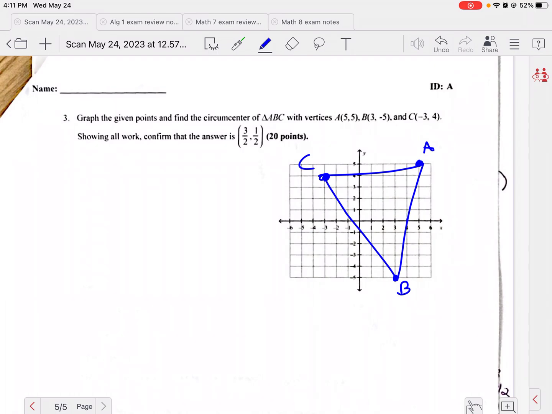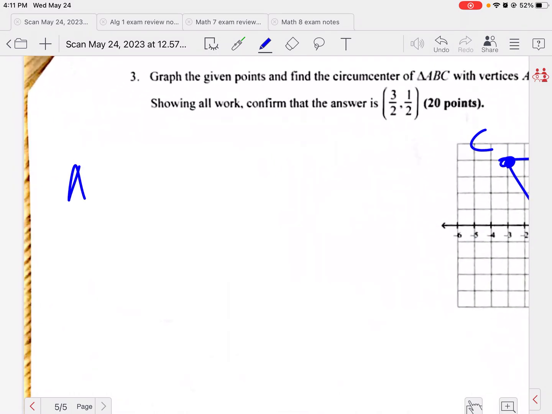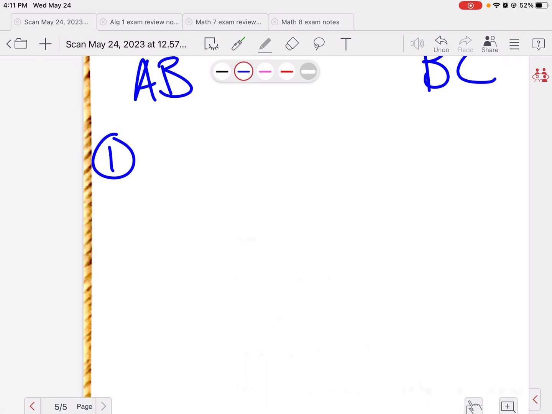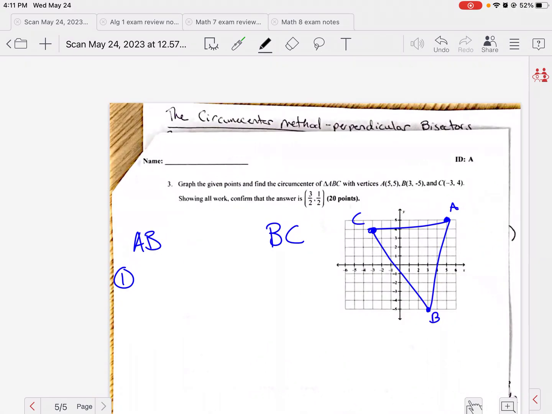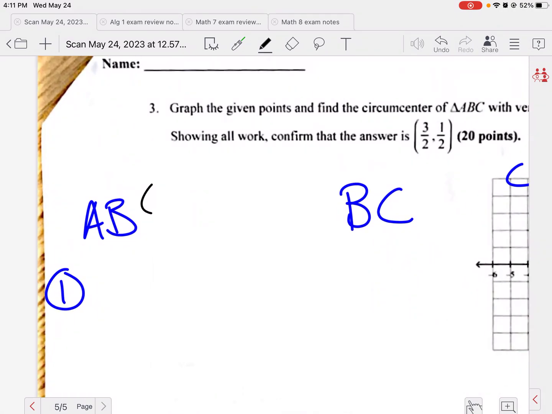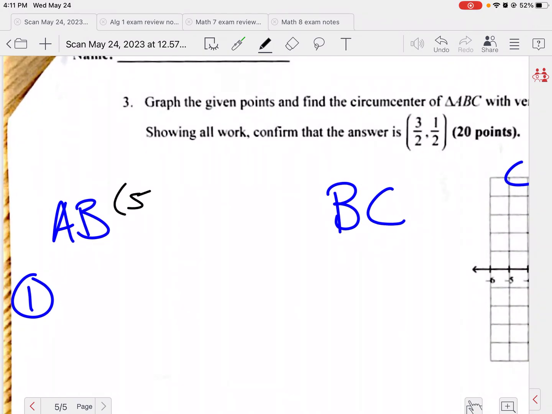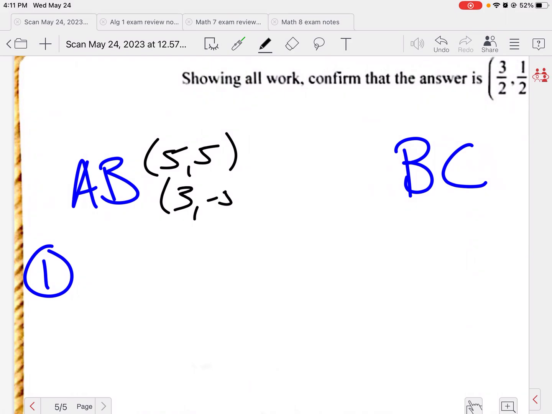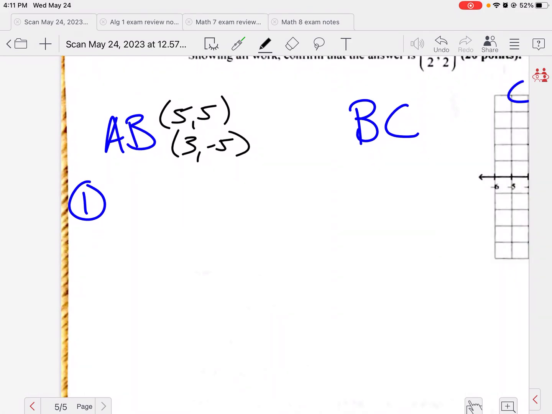Step 2 is you're going to pick 2 things. So I'm going to pick AB and BC. Okay, so step 1 is to find the midpoint. I'm going to write these down so I don't have to keep zooming in and out. So A is (5, 5), and B is (3, -5). Okay, so I'm going to find the midpoint.